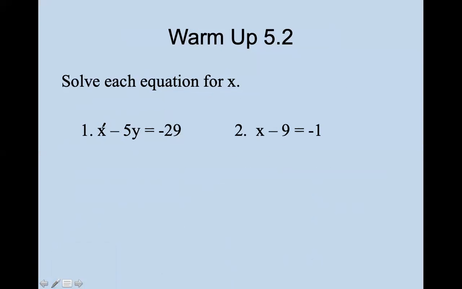So in this first case, to get x by itself, I would add 5y to both sides. Remember, those aren't like terms, so I just leave it like that. You can put the y first, or you can just leave it as negative 29 plus 5y. The second one, to get x by itself, we add 9 to both sides. This time we can combine the terms, so we get x equals a positive 8. All right, let's look at our next slide.